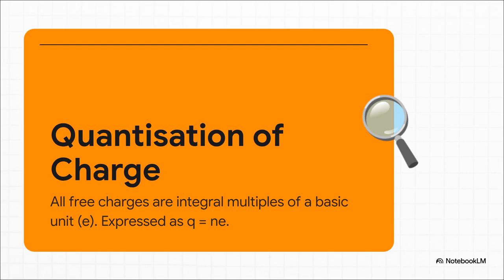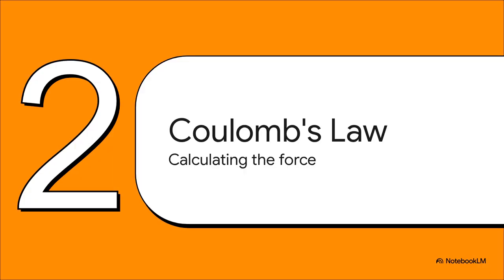Now, we don't usually notice this grainy nature of charge on a macroscopic scale because e is incredibly tiny, but it is a foundational rule of the universe, and it was beautifully demonstrated by Millikan back in 1912. Moving right along to Section 2, Coulomb's law of force.